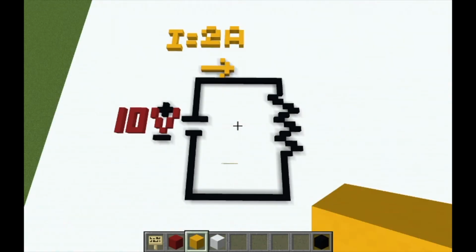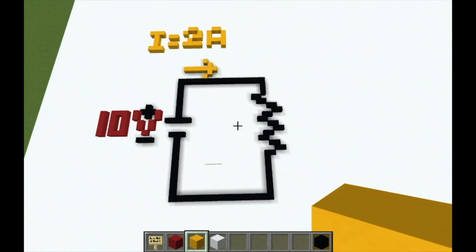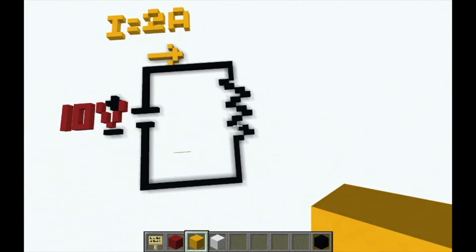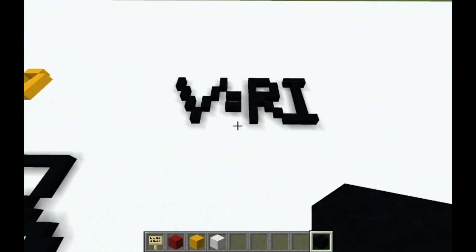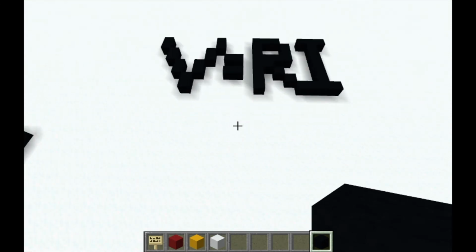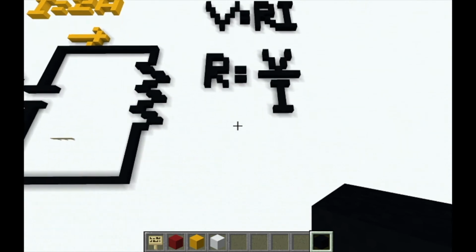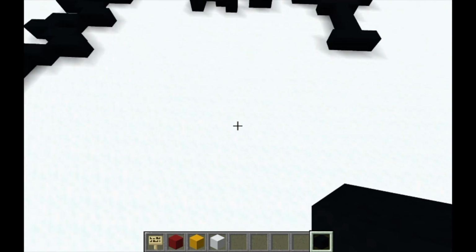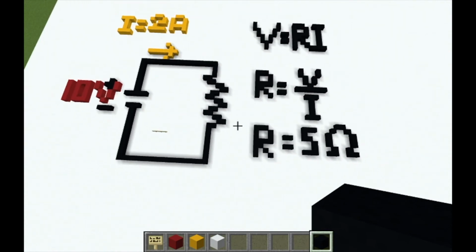Now let's do an example with a 10-volt battery and a 2-ampere current. We want to find out what the resistance is. So we take our previous formula, V equals R times I, and we can see that we can divide by I to find what R is. Now if we plug in our values, we find that R is equal to 10 over 2, which is 5. So we have our answer. R is equal to 5 ohm.